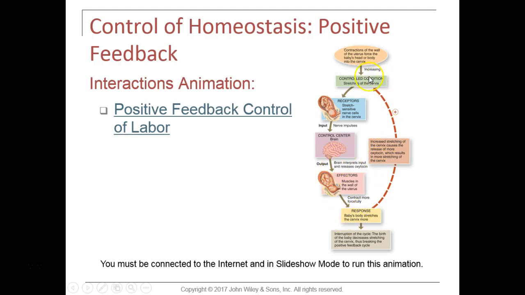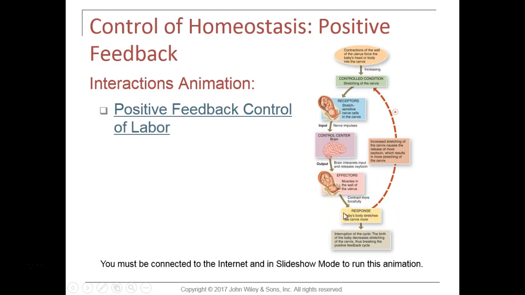So the cervix stretches even more. The stretch receptors send information to the brain. The brain says, yep, the cervix is stretched. So the brain, the pituitary gland, releases oxytocin into the blood, circulates down to the smooth muscle in the myometrium of the uterus. The smooth muscle contracts and forces the baby down through the cervix even more, which stretches the cervix even more, which turns the loop on again, and so forth and so on. So this loop is going to run and run and run until something that's not even part of this loop happens in order for the loop to shut off.